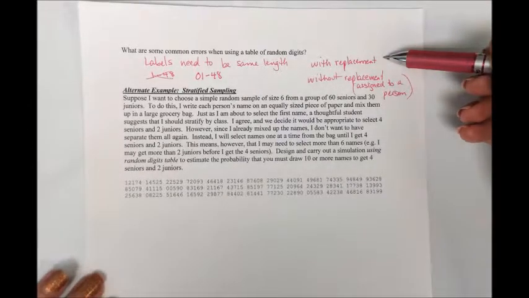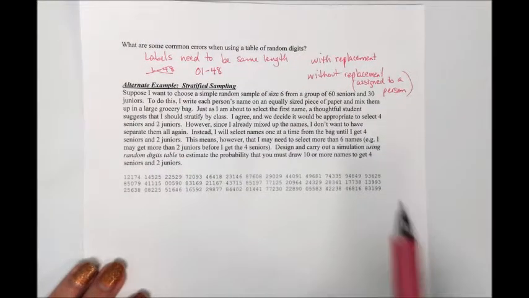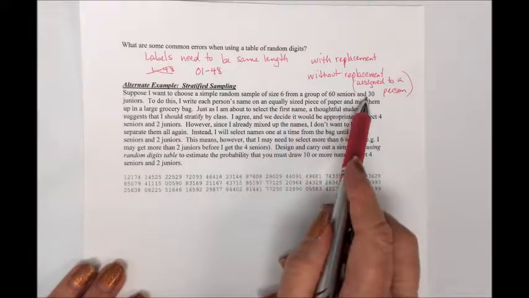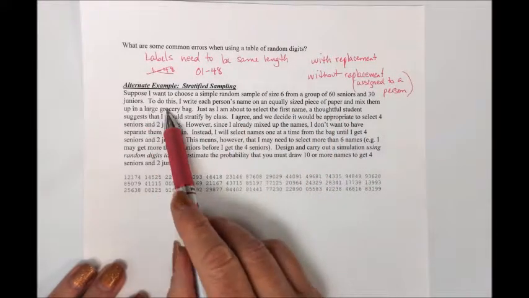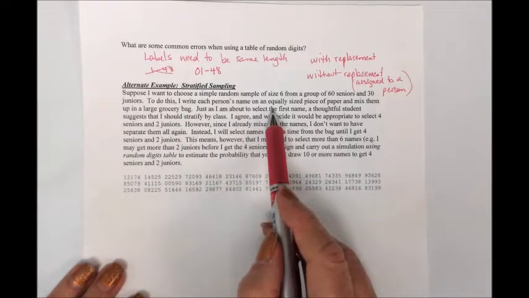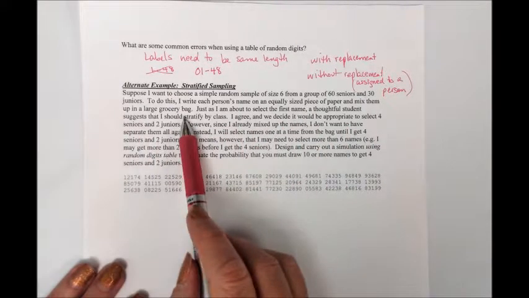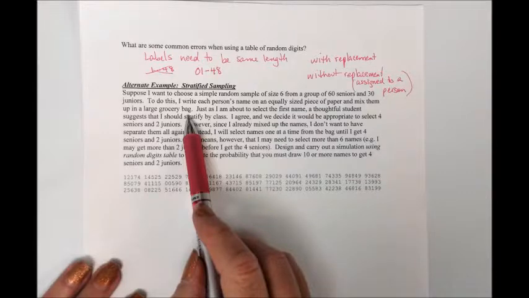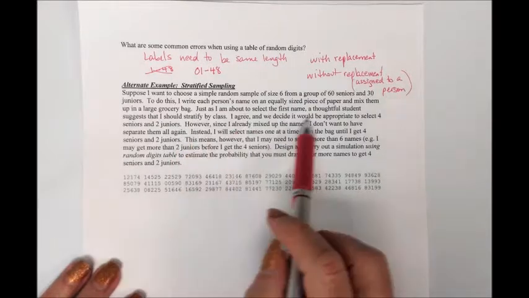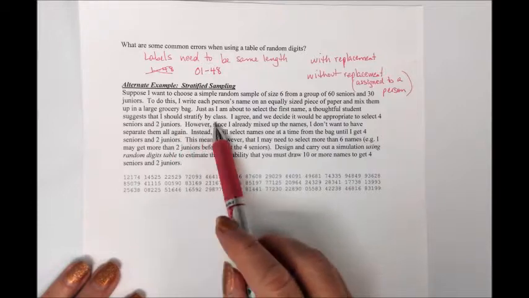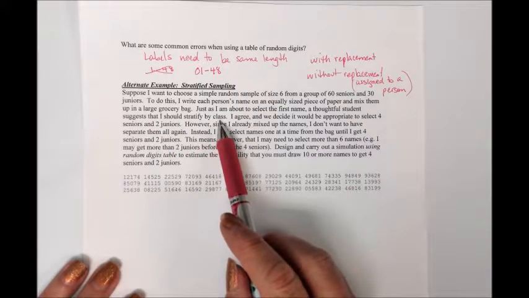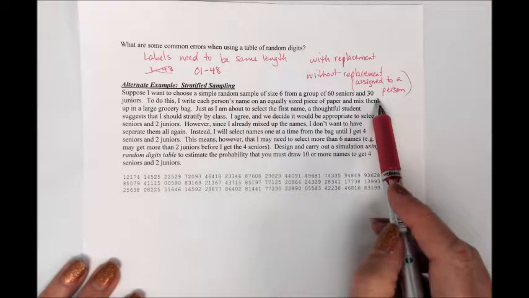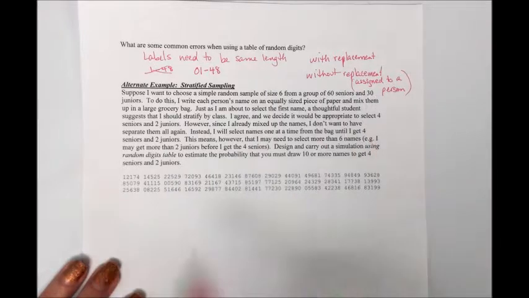So in this example, I want to pick a group of size 6, and I've got 60 seniors and 30 juniors. So I've got 90 students. So I'm going to write every person's name on an equally sized piece of paper, mix them up in a large grocery bag. So again, remember how specific you have to be when you're talking about how you're doing your randomization. So just as you're about to start, one of your students says, why don't you stratify by class? Because again, why don't I want to do a simple random sample? Because I might get all 6 seniors and then the juniors aren't represented, or vice versa. I might get all juniors and the seniors aren't represented.